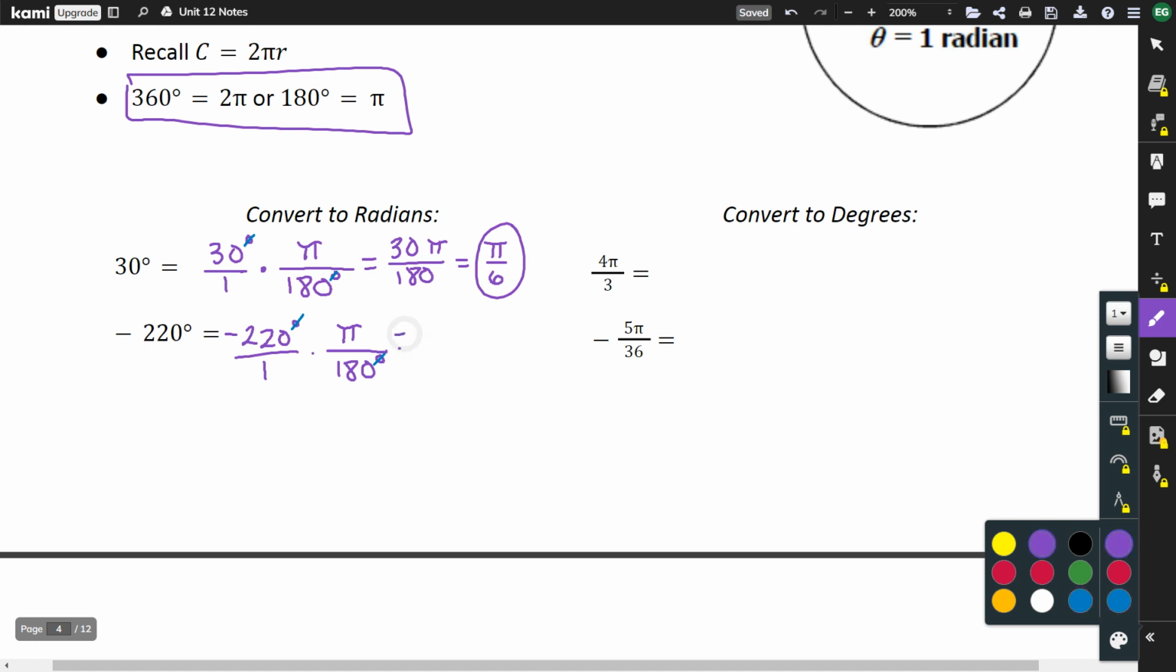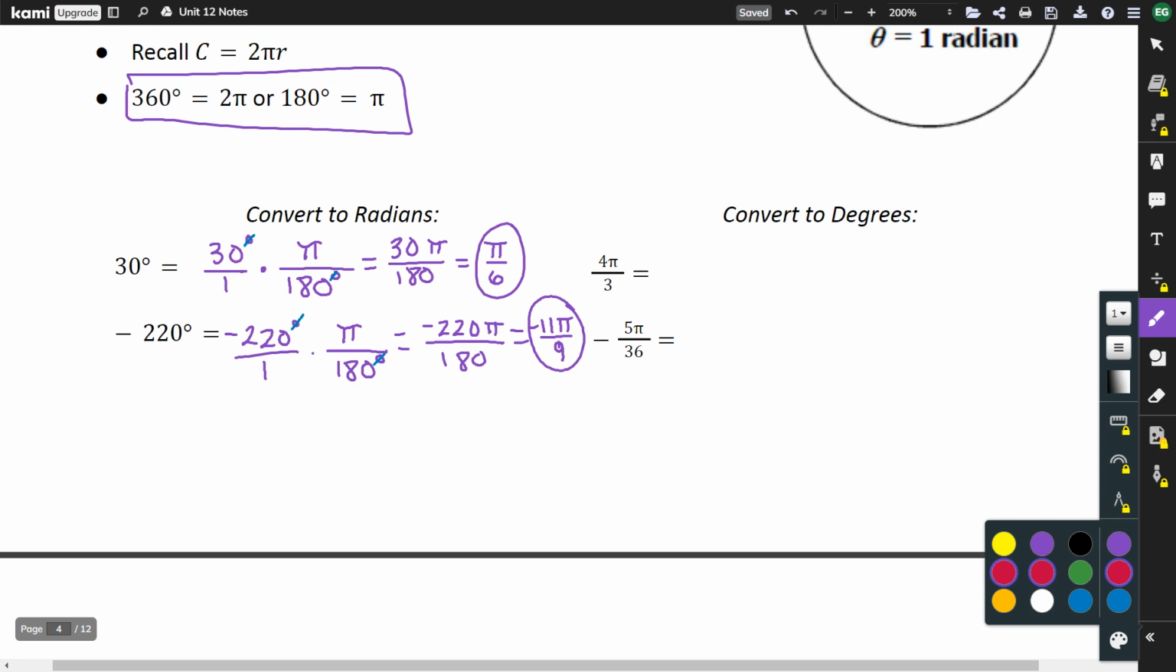Okay, so now, same thing again, I'm going to multiply across. So I get negative 220 pi over 180. And then we can reduce to get negative 11 pi over 9. Okay, we always want to keep pi in our answer when we are converting things to radians.